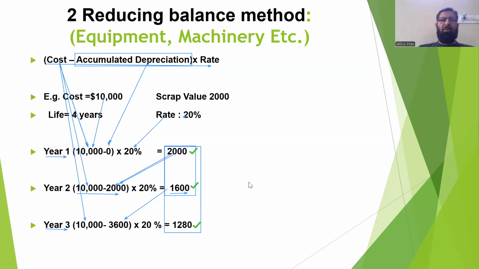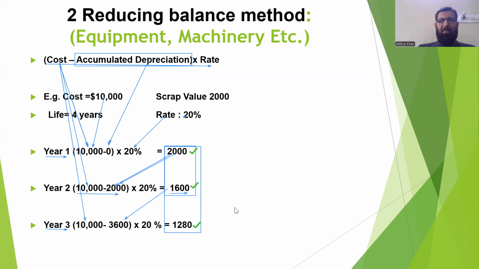So how will you calculate? You will write the same 10,000 minus 2000, 1600 and 1280. So when you add all the depreciation up to year 3, you put it here to calculate depreciation for year 4. You put 10,000 minus that amount and the same percentage 20%, then you will get the depreciation for year 4. Okay.